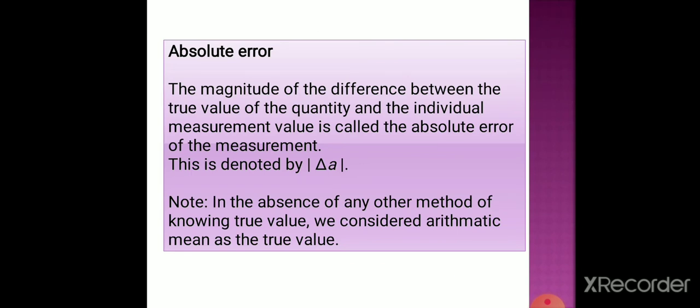Absolute error is the magnitude of the difference between the true value of the quantity and the individual measured value. Absolute error is denoted by delta A, and we are always concerned with the modulus of delta A. In the absence of any other method of knowing the true value, this arithmetic mean is considered as the true value.